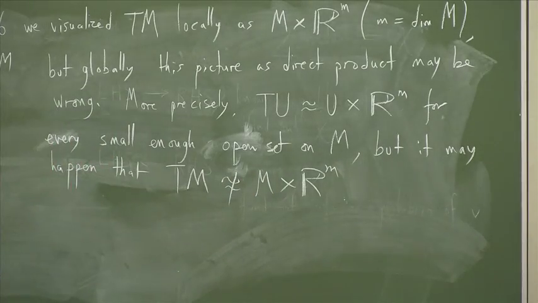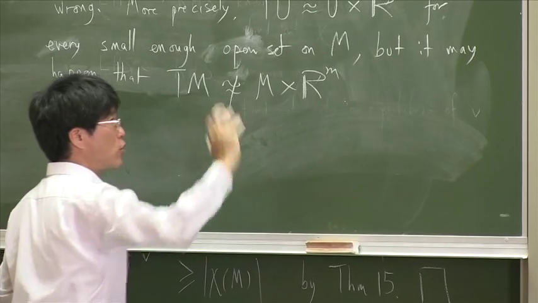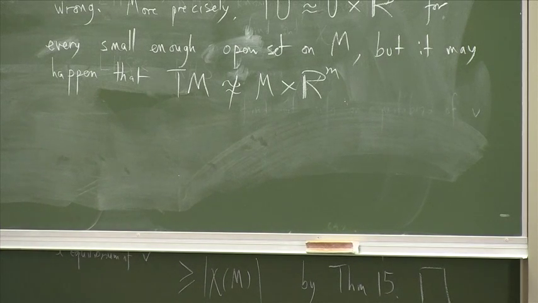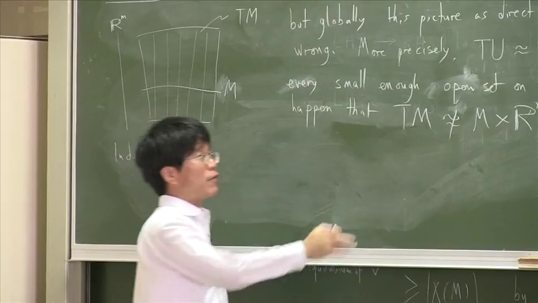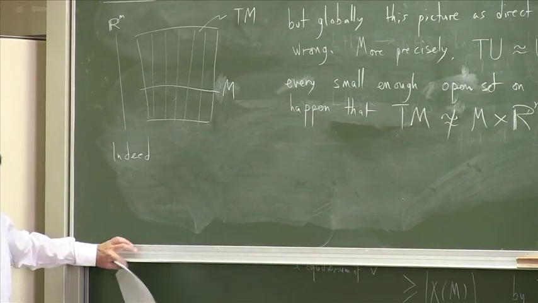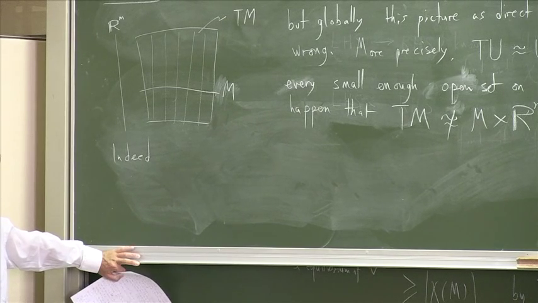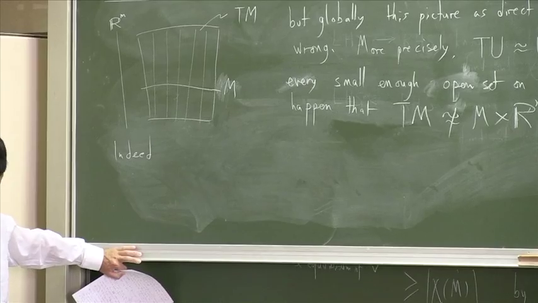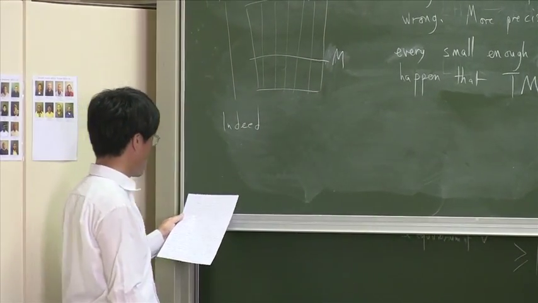Let me explain. This is, in fact, very easy to understand, why the tangent bundle cannot usually be the direct product of M and the vector space. You see, indeed, if the tangent bundle were always a direct product, then we should always be able to find an everywhere non-vanishing vector field on all M, contrary to our discussion previously.